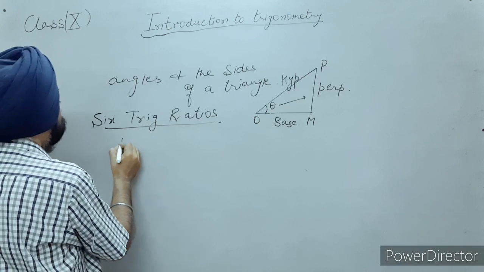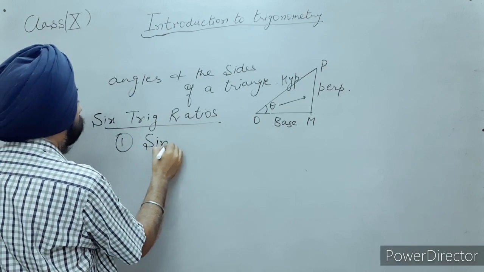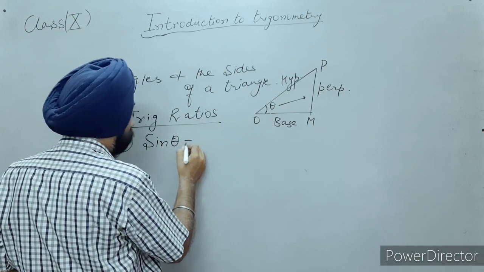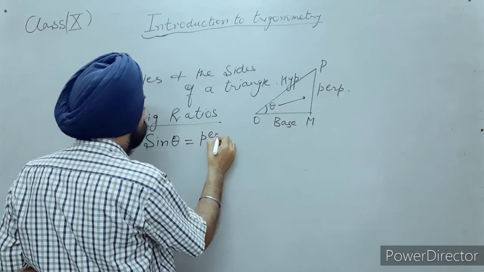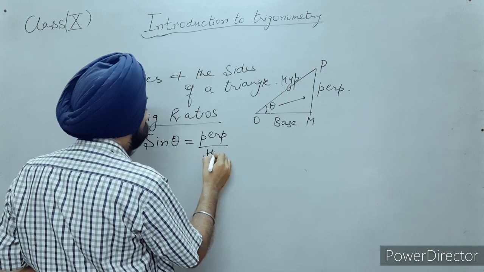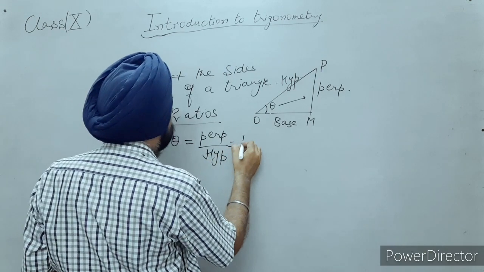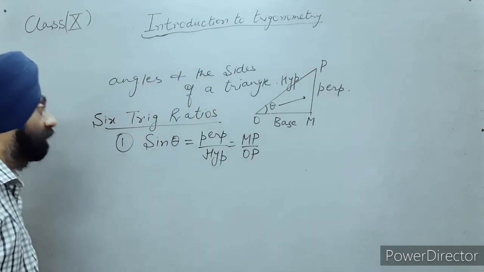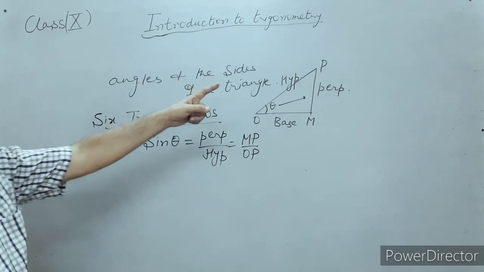Now the very first is sine of the angle. Angle is theta. Now what is this? This is equal to perpendicular upon hypotenuse. That is MP upon OP. Perpendicular is MP and hypotenuse is OP.